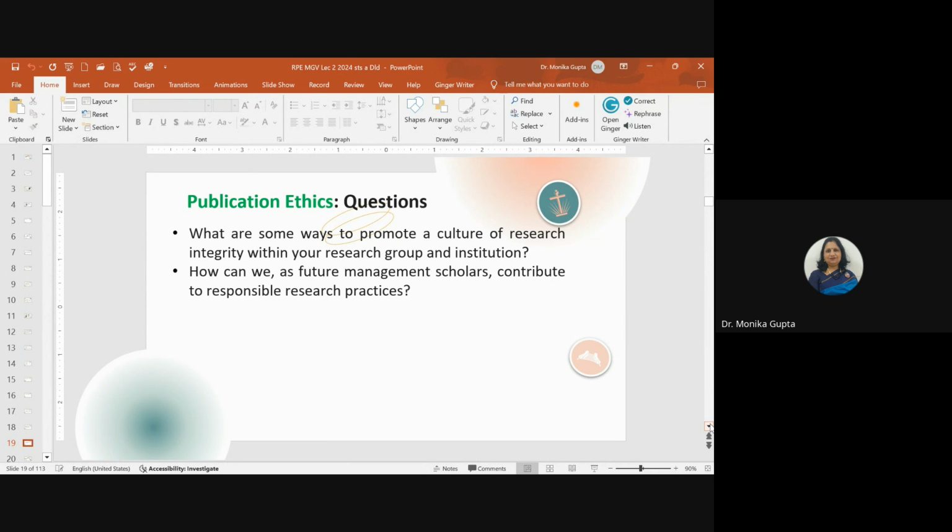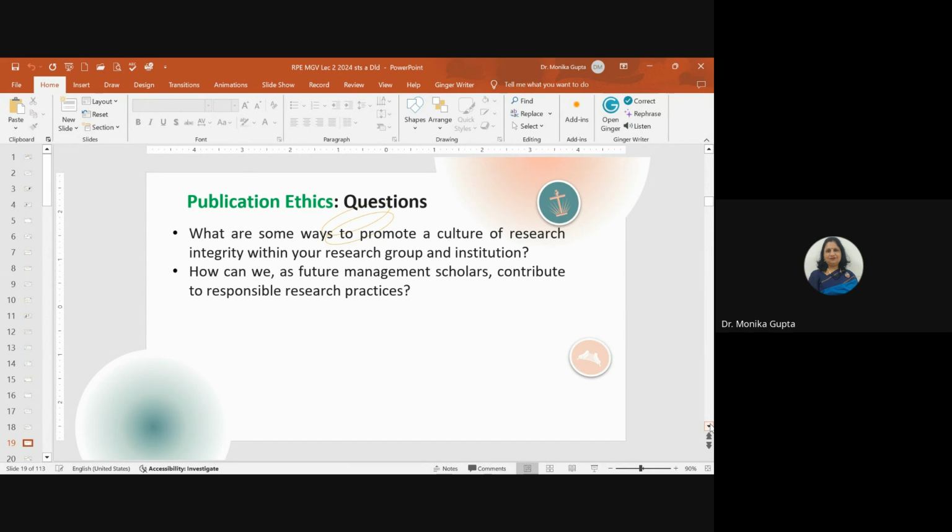The second question, how can we as future management scholars contribute to responsible research practices? Ma'am, again in the first question, as you said, we can guide the scholars to follow the ethics of the publication. Whenever they should check the plagiarism, they should always take the reference from wherever they are taking the information. They should always refer that in their references.